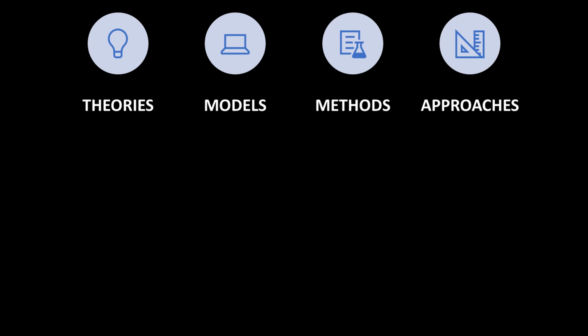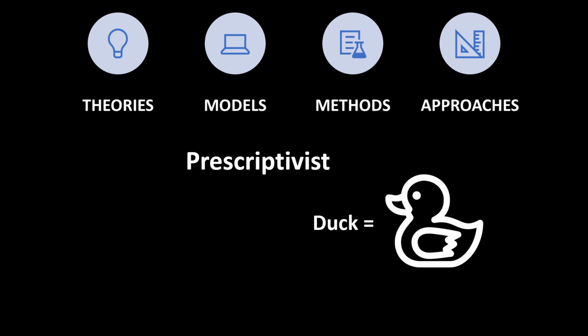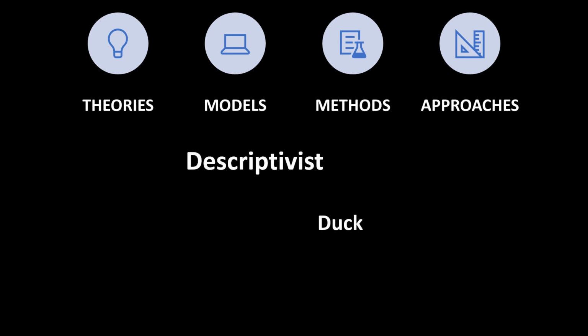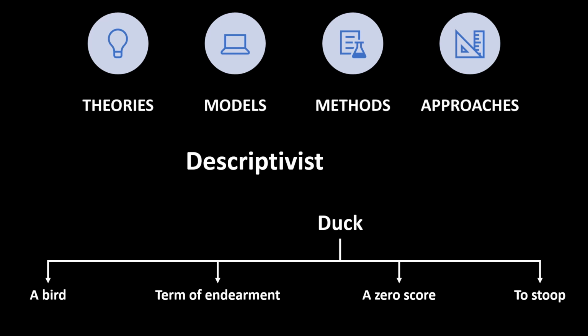Finally, it's worth thinking about how we think about language. Some people are prescriptivists. They believe that words have fixed and absolute meanings that can only be used in the right way. I'm a descriptivist. I'm not here to tell you how you should use a word. I want you to think about how you can use words like theory, model, method, or approach to become the best social worker you can be.